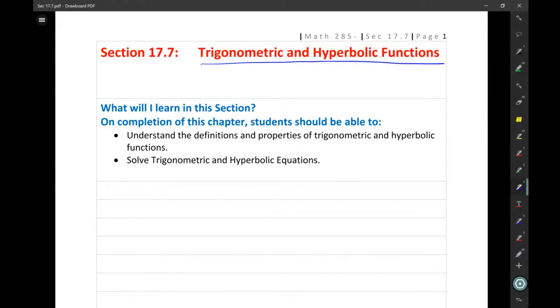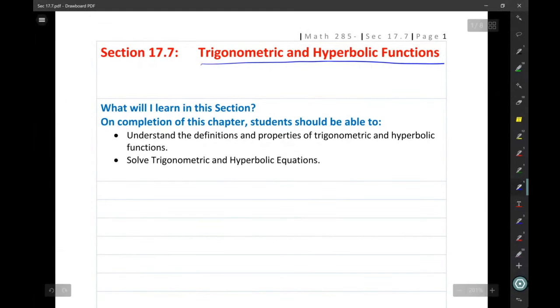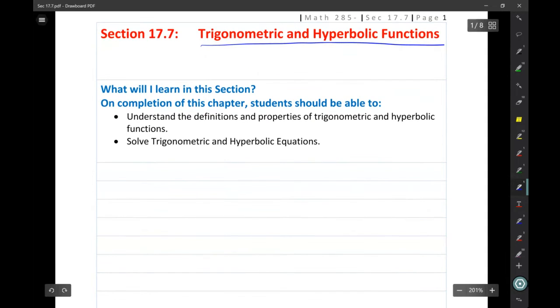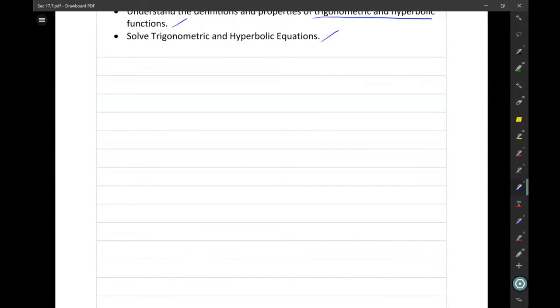Of course, the formula sheet will be provided for this section. I will provide you the formula sheet which contains the necessary information for the exam. Here we will understand the definition and properties of trig and hyperbolic functions for complex numbers, and solve some trig and hyperbolic equations.